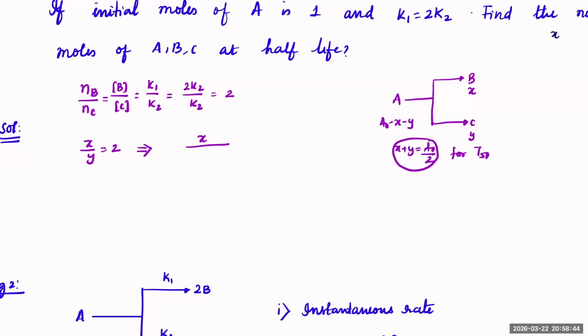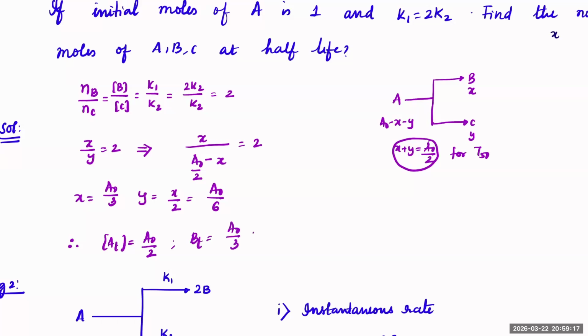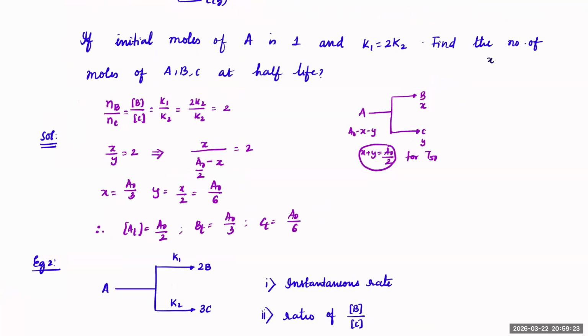So therefore, Y can be written as A naught by 2 minus X, and X by Y is given as 2. Hence, X is equal to A naught by 3 and Y, which is X by 2, is equal to A naught by 6. Therefore, AT concentration will be A naught by 2 at T50, BT will be A naught by 3, and CT will be A naught by 6. Okay, this is the way we can figure out their concentration terms at half-life.